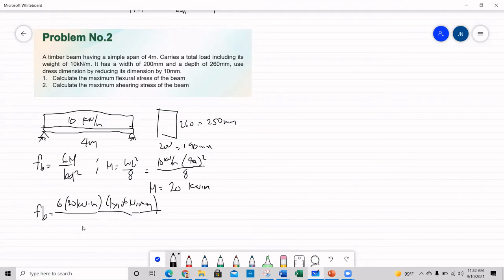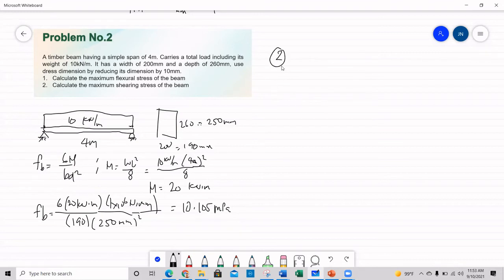So, you have here B, which is 190, and then D squared, which is 250 millimeter squared. Okay? The millimeter will cancel out. So we can have here FB equal to, kindly calculate also, 10 point something megapascal. Let me check the chat. Okay, it's correct. Okay, number 2.